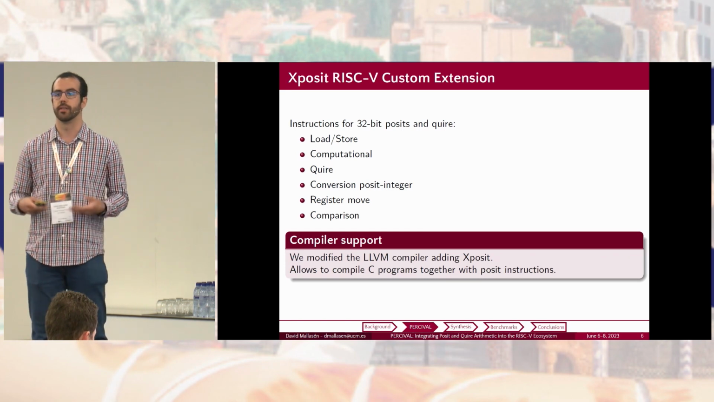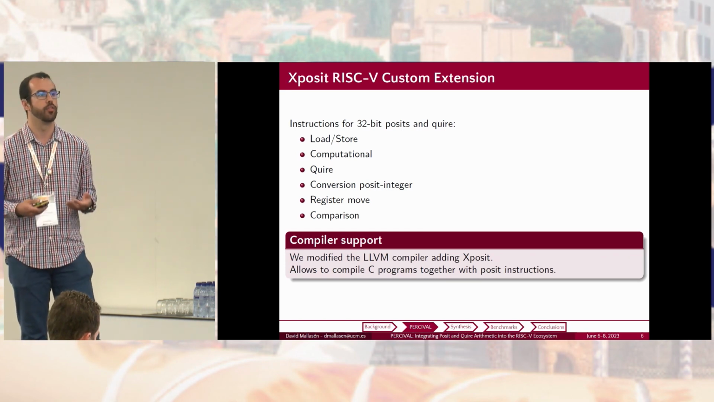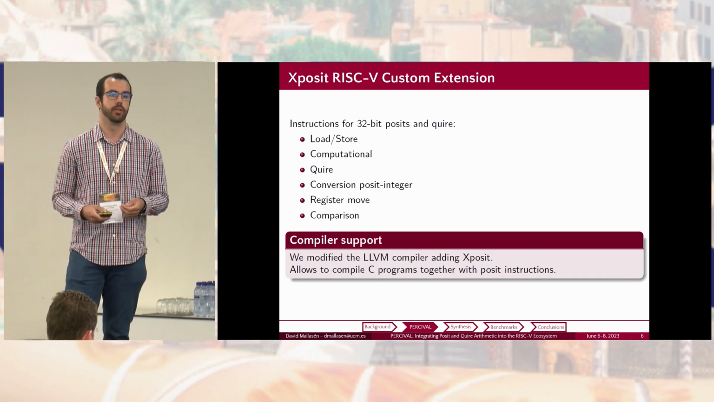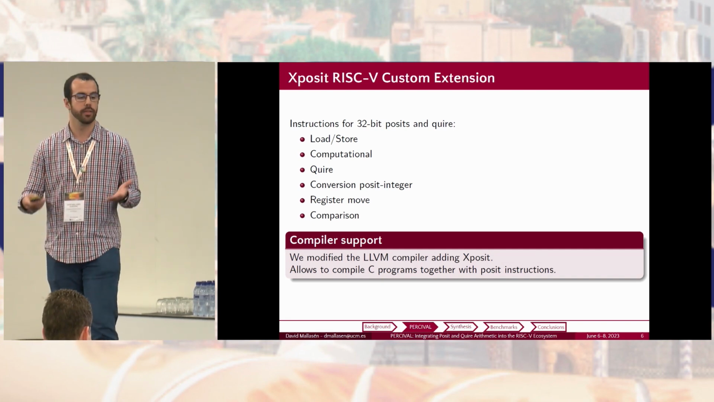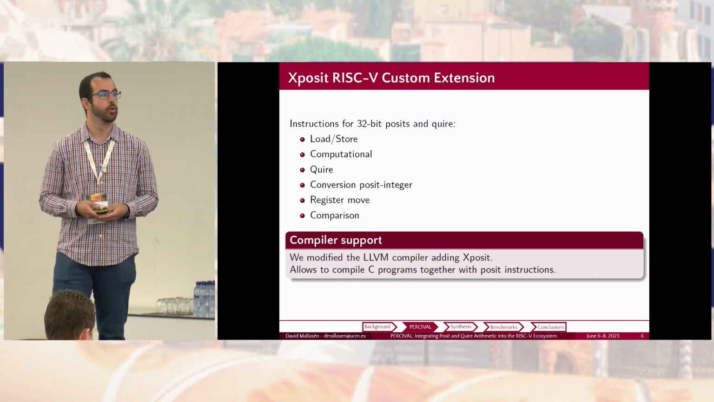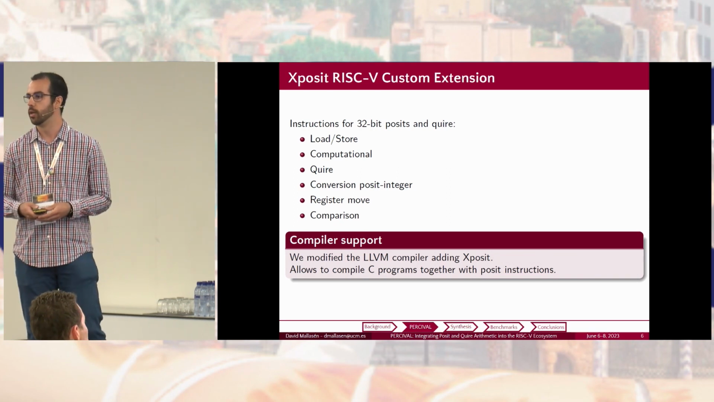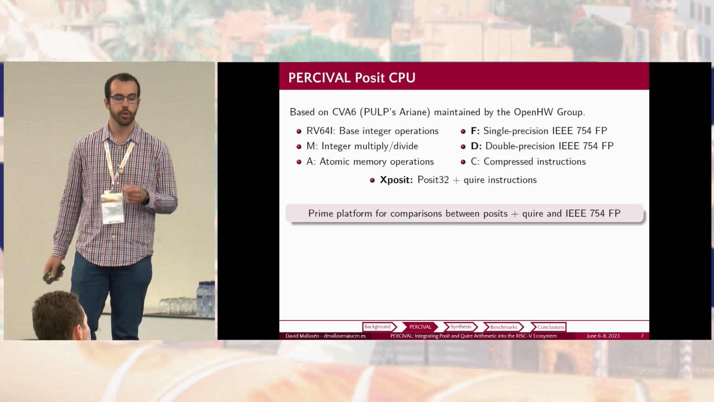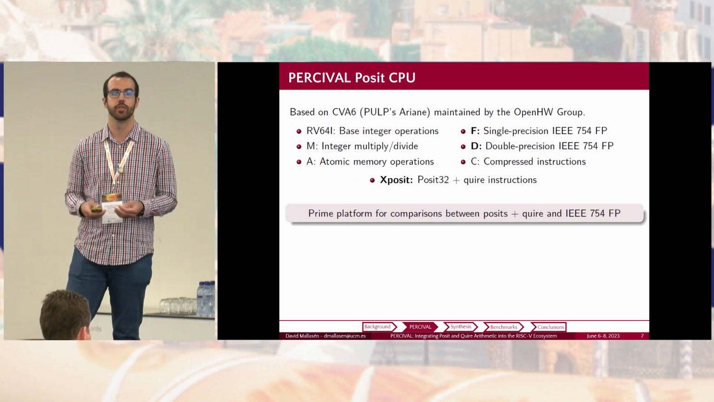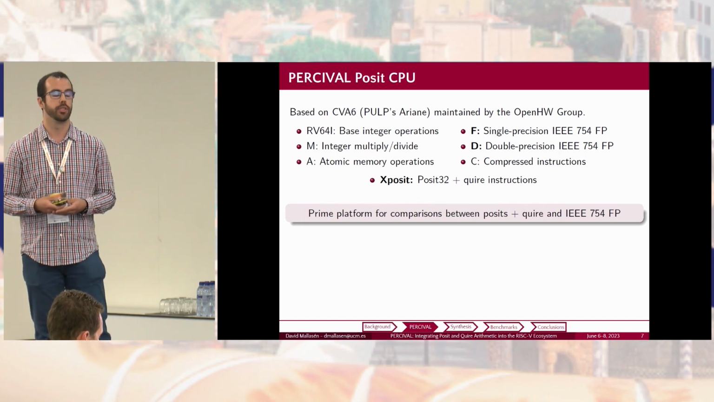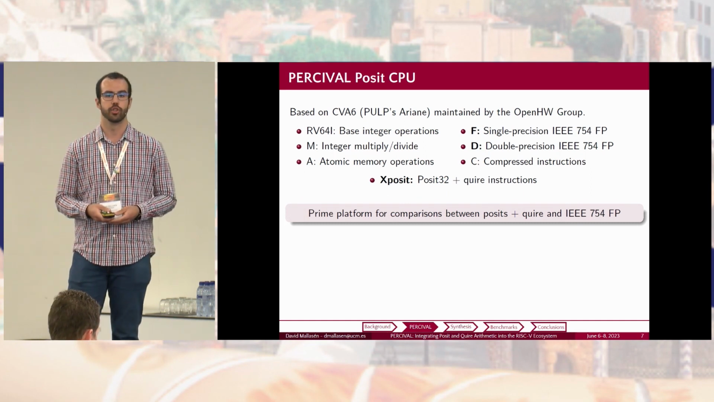For this, we added support in the backend of the LLVM compiler for this custom extension that we developed, so we can write and compile C programs together with Posit instructions. Going back to PERCIVAL, we believe that this is a prime platform for comparisons between this new Posit arithmetic and standard IEEE floating point.